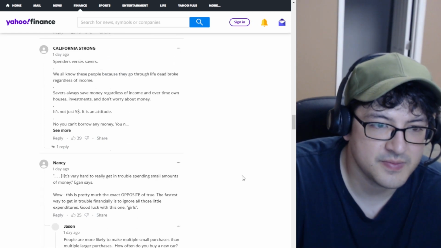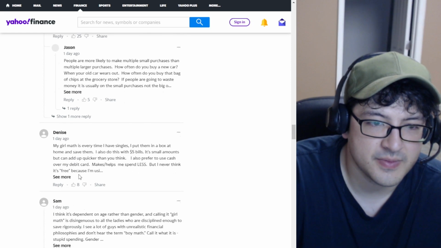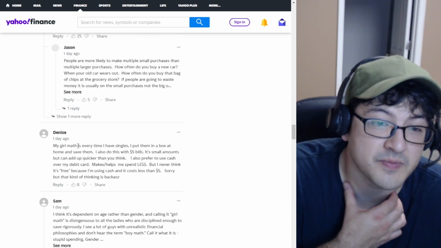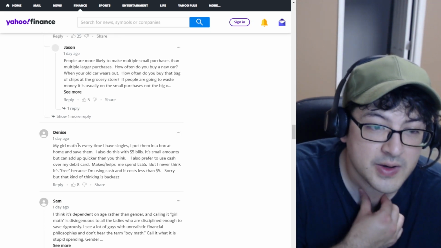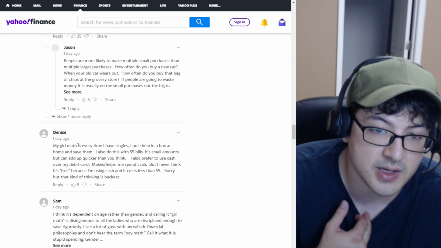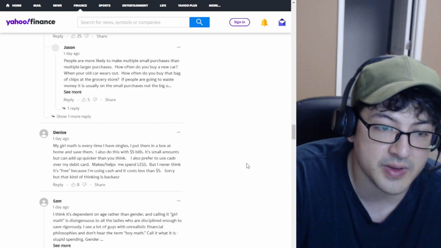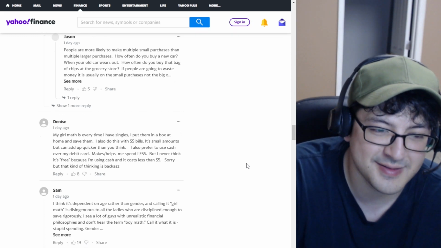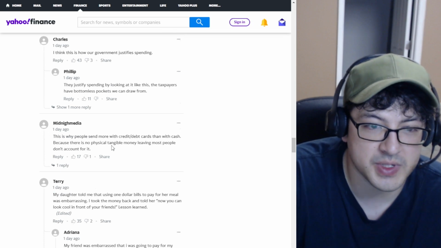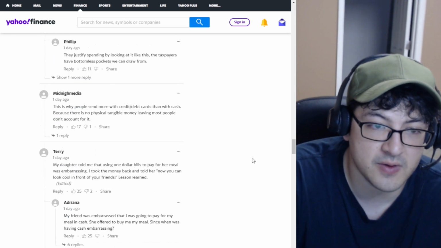Let's see. My girl math is every time I have singles, I put them in a box at home and save them. I also do this with $5 bills. It's small amounts but can add up quicker than you think. I also prefer to use cash over my debit card. Helps me spend less, but I never think it's free because I'm using cash and it costs less than $5. Sorry, but that kind of thinking is bad. This is why people spend more with cards than with cash, because there is no physical, tangible money leaving, most people don't account for it.